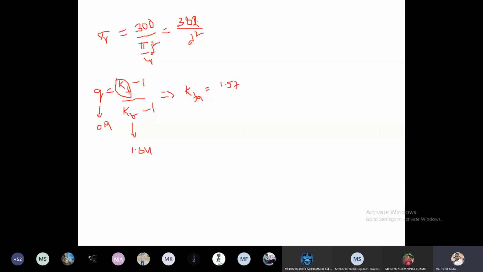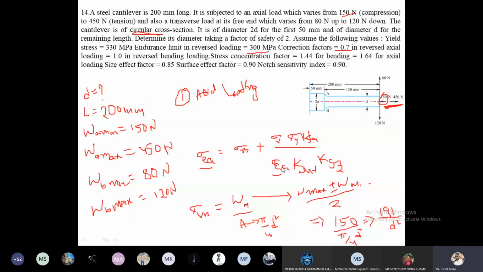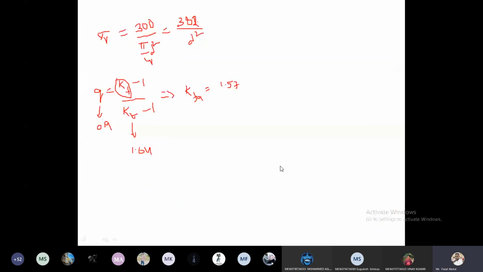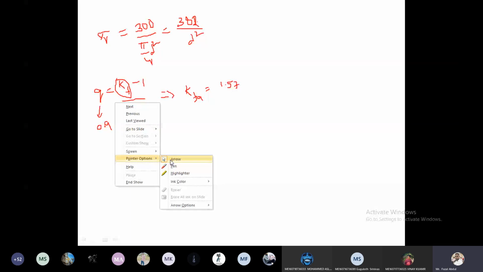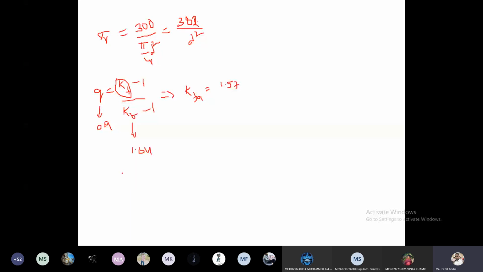Now what do we require? We require the EA value, the endurance limit under axial loading. So that also we need to calculate. Endurance limit under axial loading is endurance limit into Ka, the axial load factor. Ka is the axial load factor.